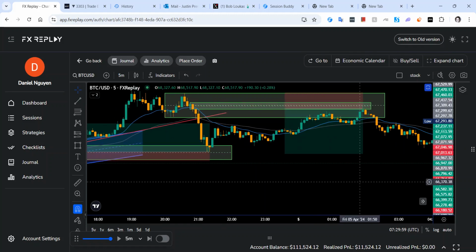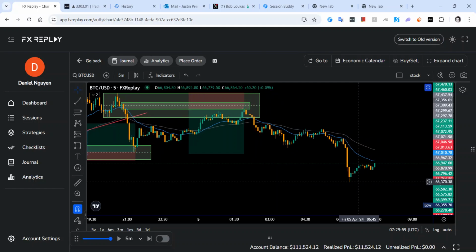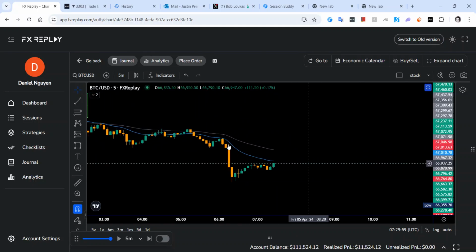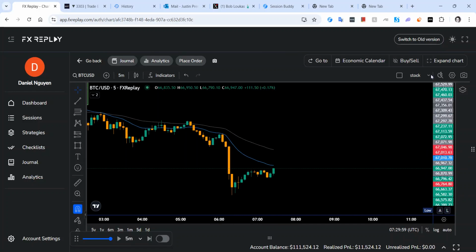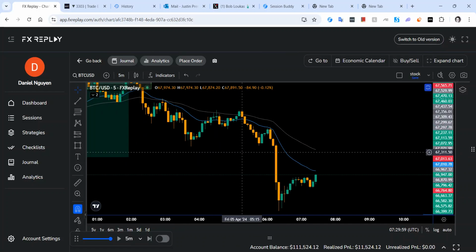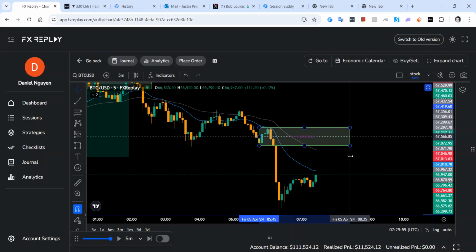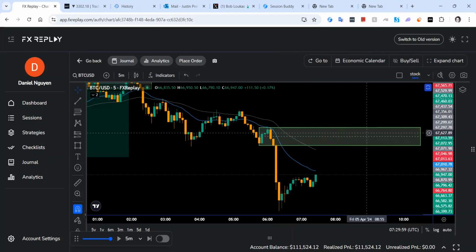Okay, so these are a few examples. Hopefully this helps you. One more example. Just say we're here, we're looking at this. The zones we could look at are, you could have this one here. That's one supply here, has not been tapped. Potentially could come up to here.